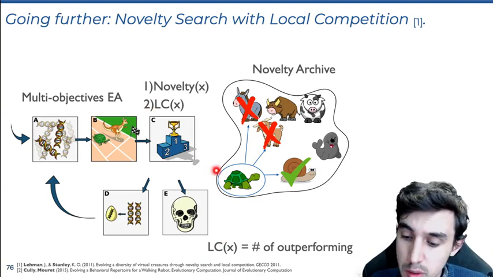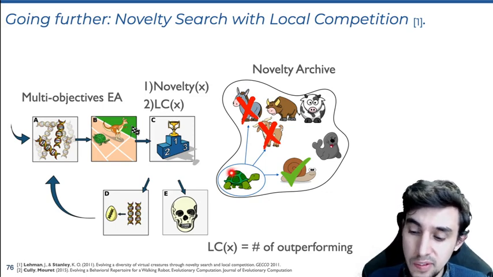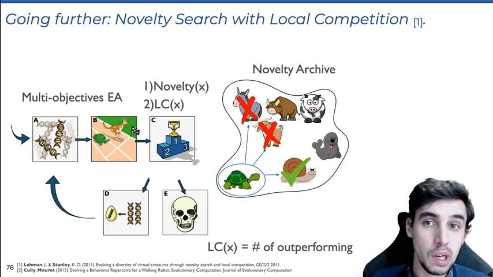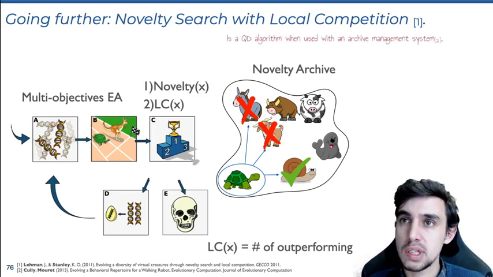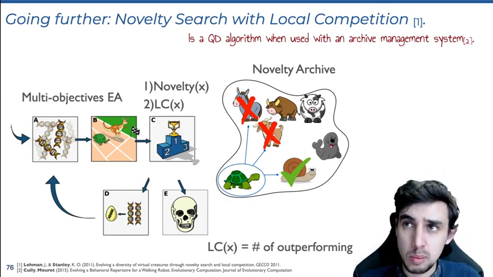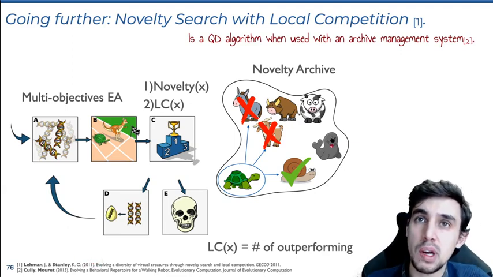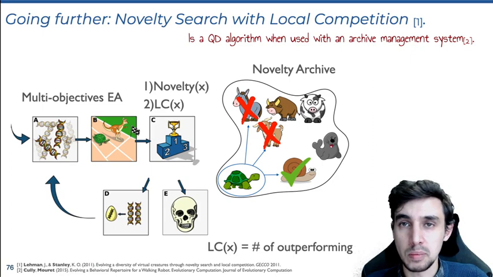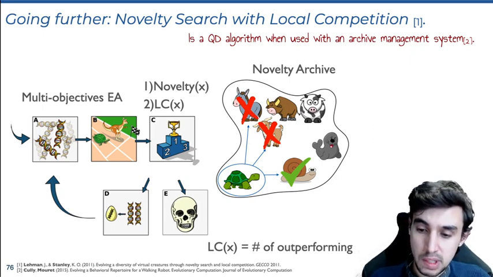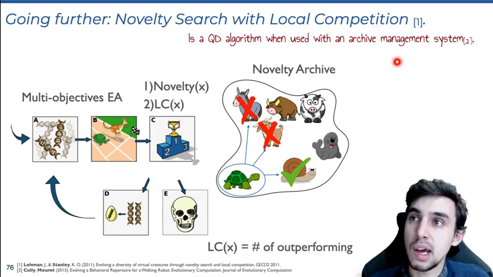And so if we find another type of tortoise that is going faster, for instance, than the goat, then we will use it, and that will lead to a quality diversity algorithm. So just a note, when the novelty search with local competition algorithm got introduced in 2011, the concept of quality diversity was not yet introduced, and it's only a couple of years later that we proposed to see this algorithm as a QD algorithm when we combine it with an archive management system.